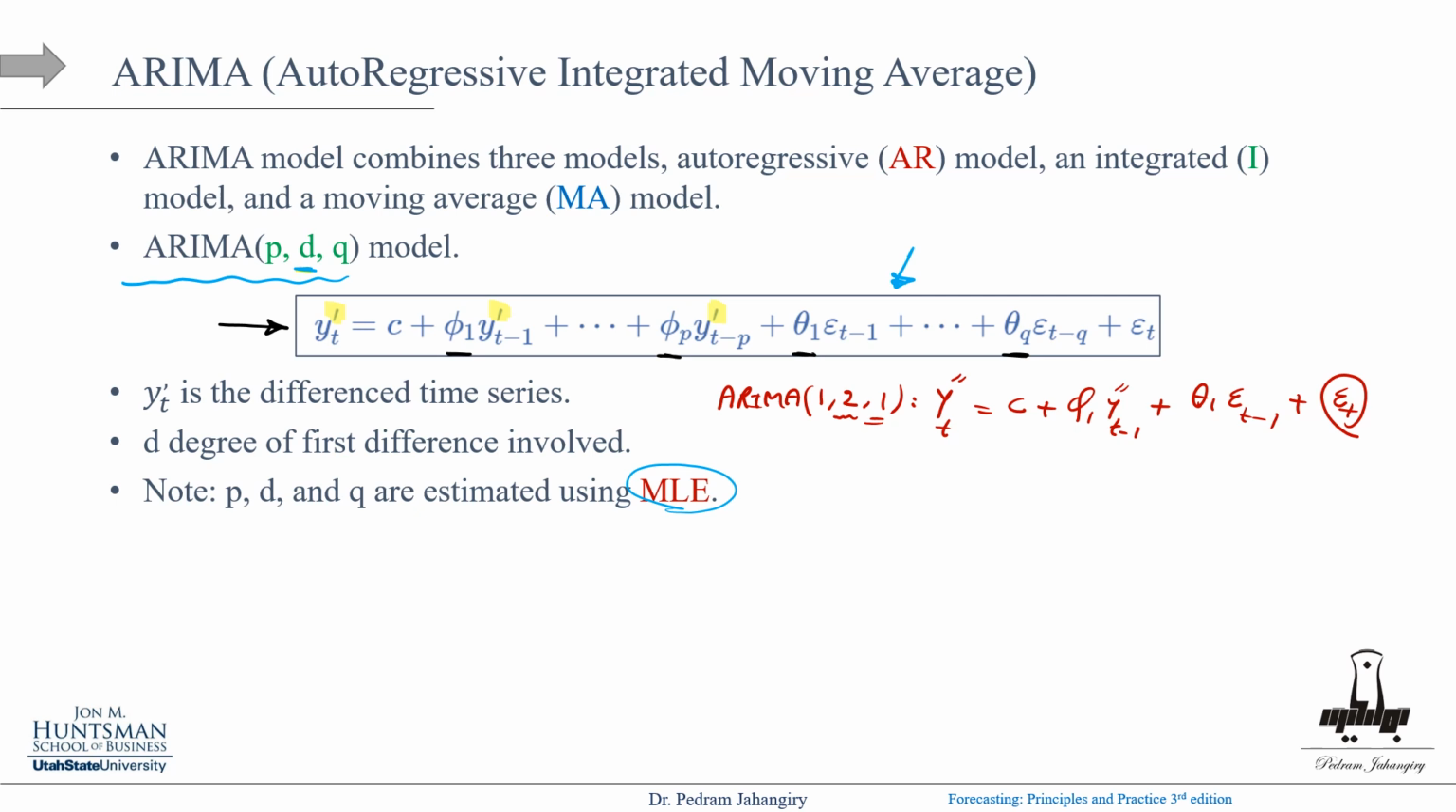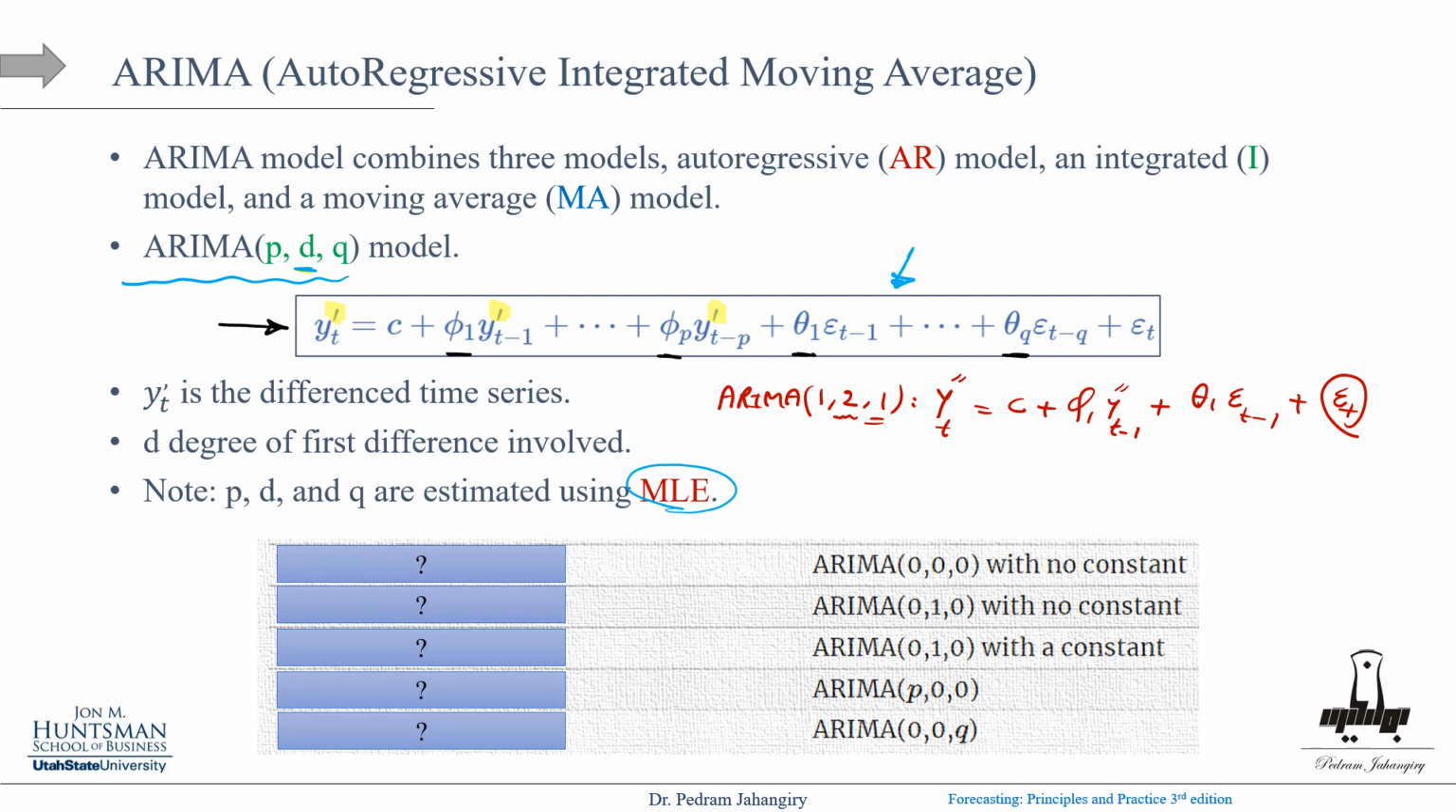Now let's look at some special cases of the ARIMA model. The first one is ARIMA(0, 0, 0). Remember, this is your functional equation. Go ahead and pause the video and see what ARIMA(0, 0, 0) is with no constant. If I plug in c equal to 0, with no autoregressive part, no moving average part, and no integration, what do I get?